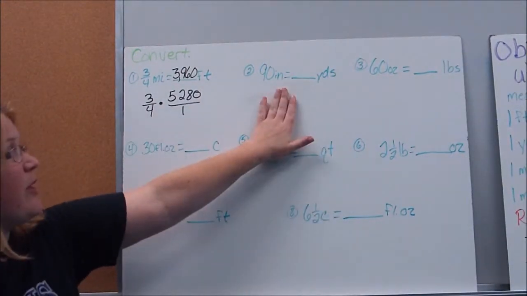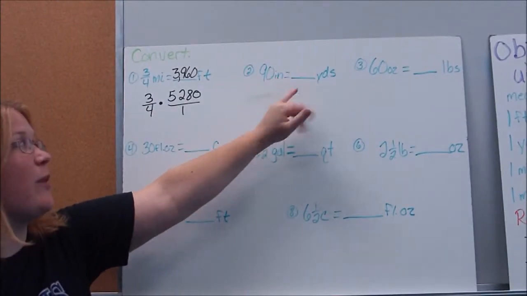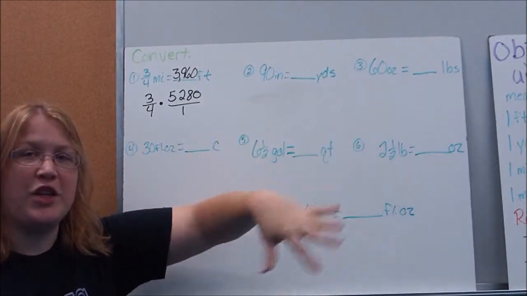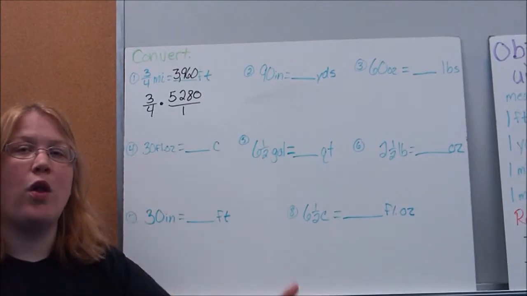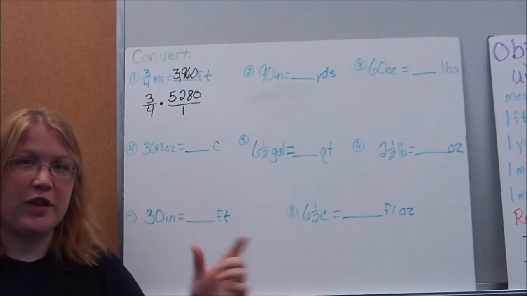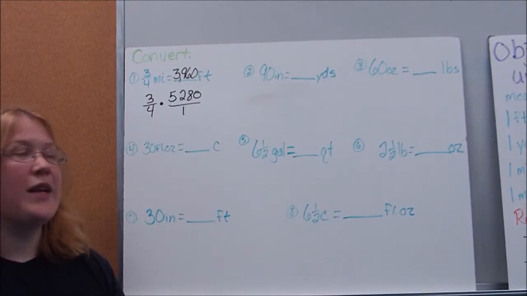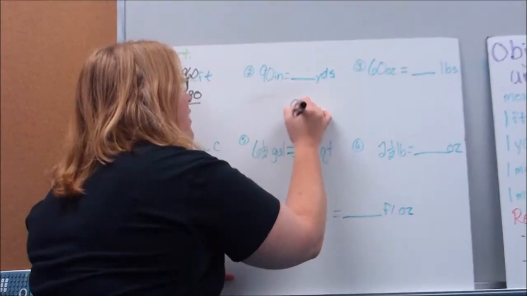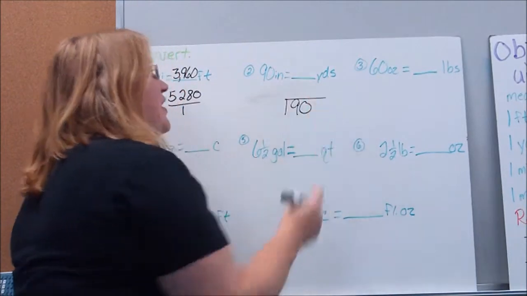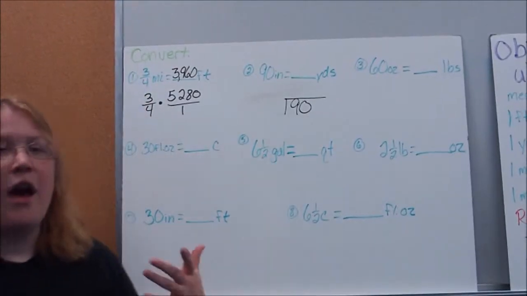All right, so again, when we look at our next one, we want to look at which way we're going. Here I have inches. I'm going from inches to yards. I'm going from small to big. Inches are little, yards are bigger. So because I'm going smaller to a bigger unit, I'm going to wind up dividing. So 90 is going to be divided, and then I just need to figure out what my factor is.